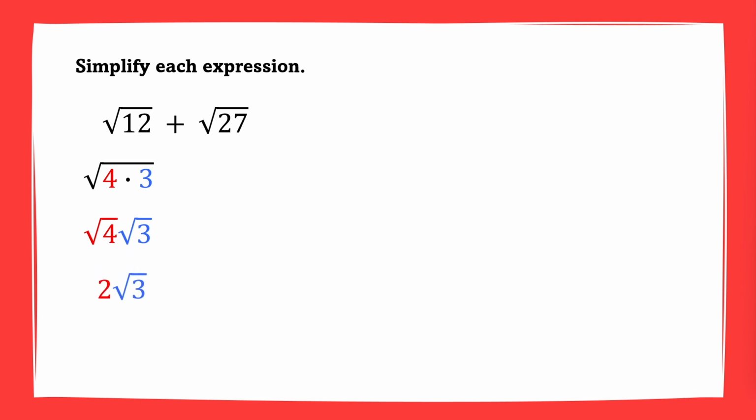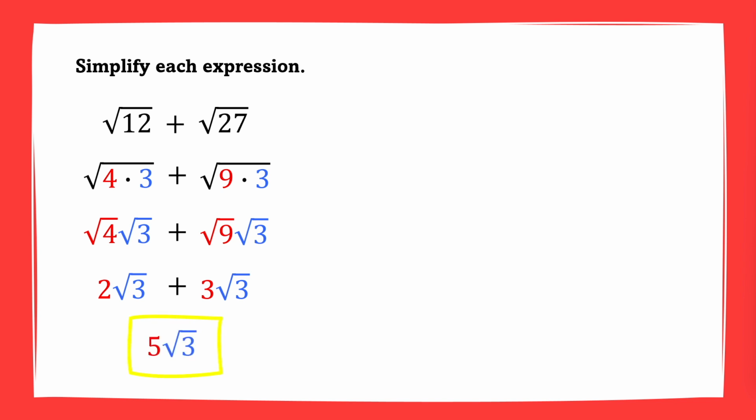Similarly, square root of 27 also has a perfect square factor of 9. We can rewrite it as 9 times 3. Separate the two factors and take the square root of 9 to get 3. Now we have 2 root 3 plus 3 root 3, which are like radicals. Combining their coefficients, we get 5 root 3.